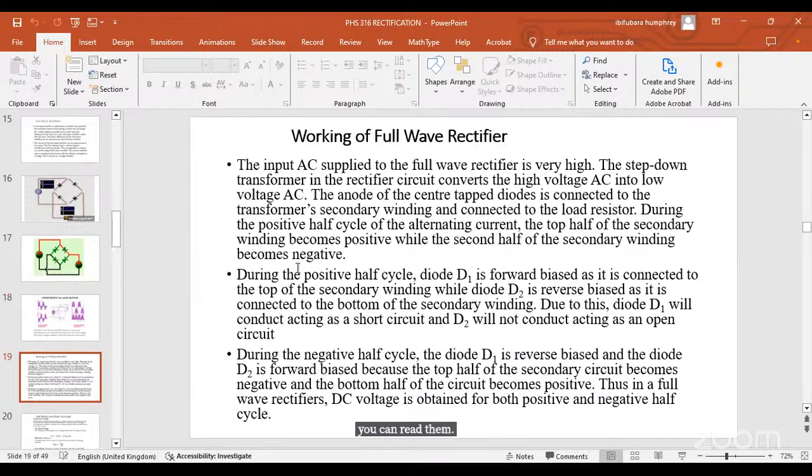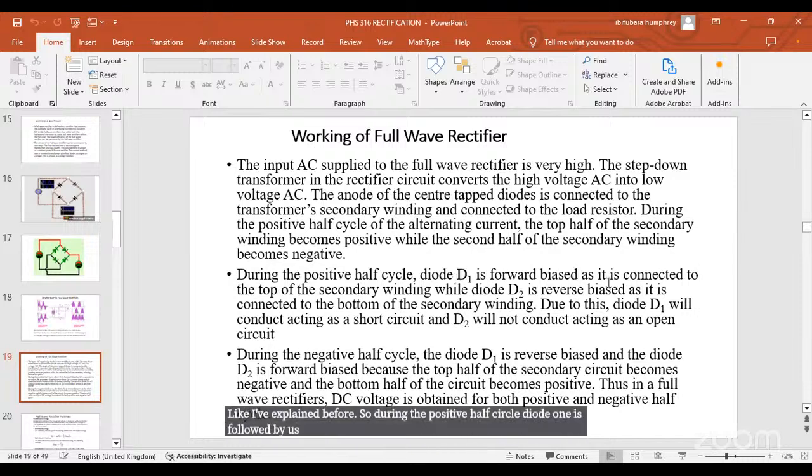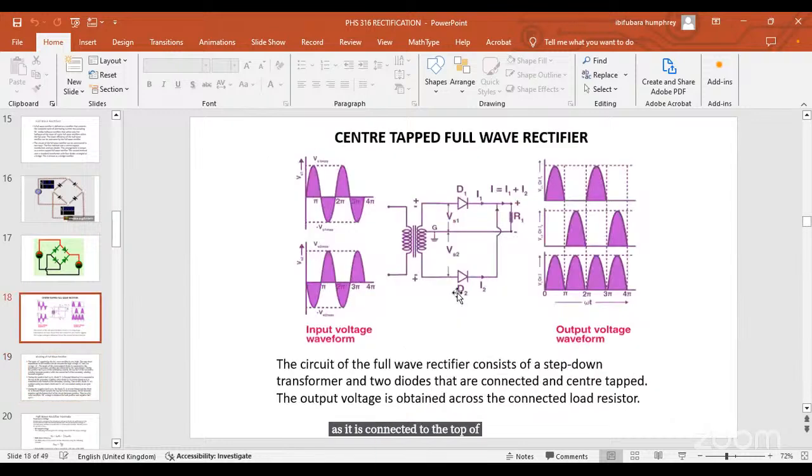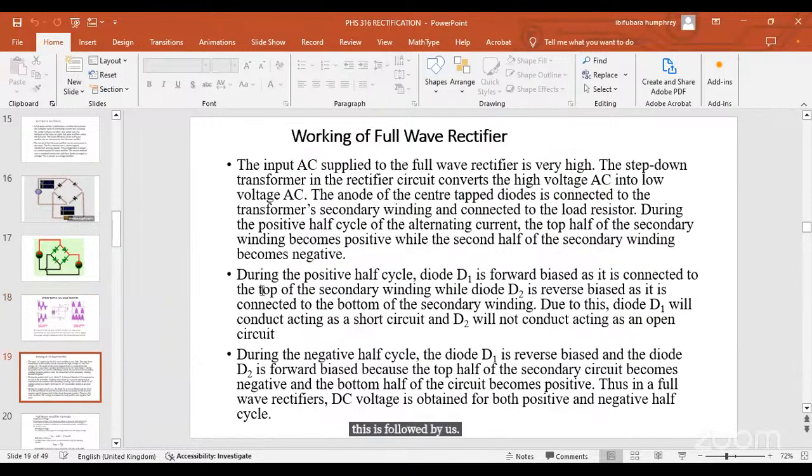Like I've explained before, during the positive half cycle, diode 1 is forward bias as it is connected to the top of the secondary winding here. So during the first half, this is forward bias, while diode 2 is reverse bias as it is connected to the bottom of the secondary winding. Due to this, diode 1 will conduct acting as a short circuit, and diode 2 will not conduct acting as an open circuit.